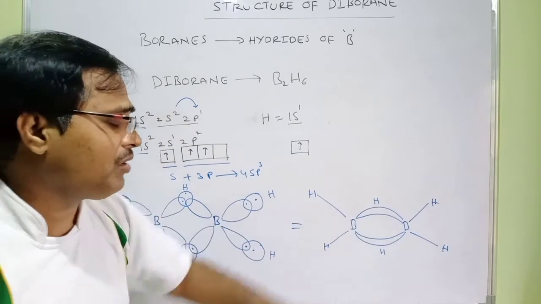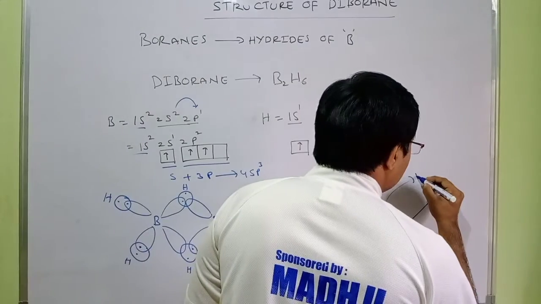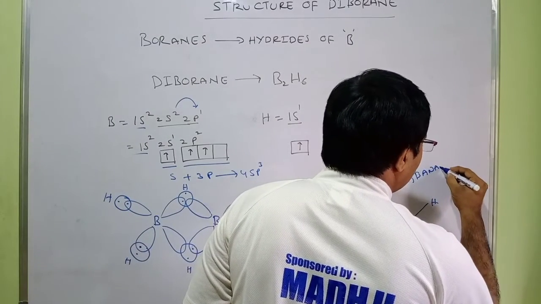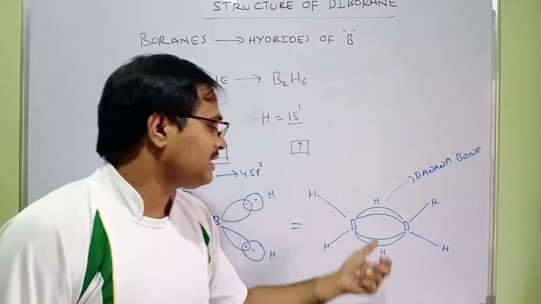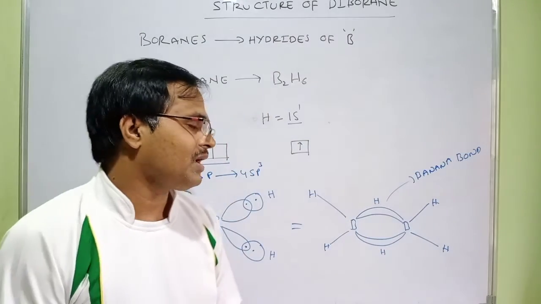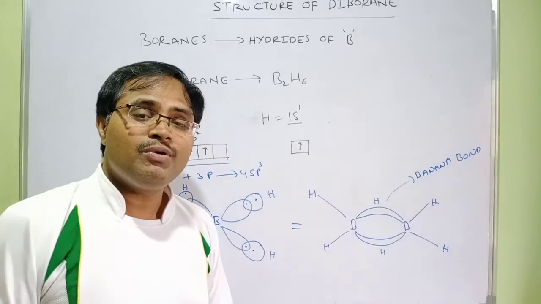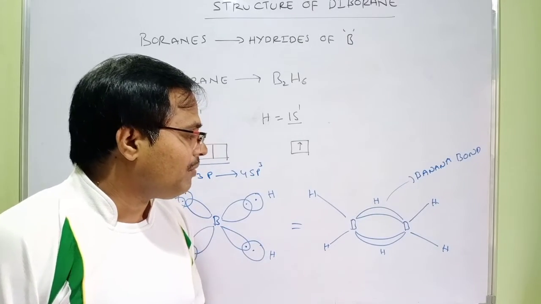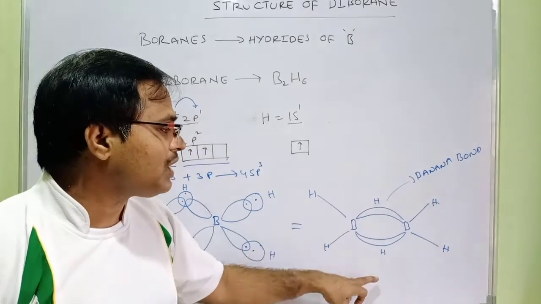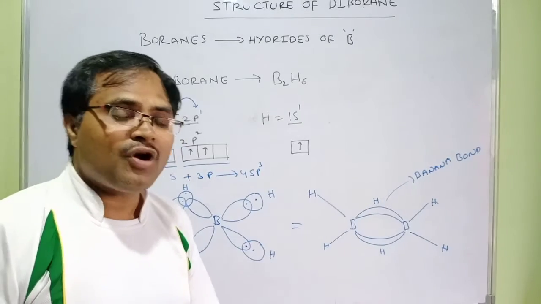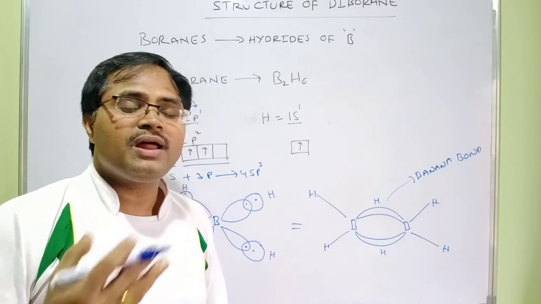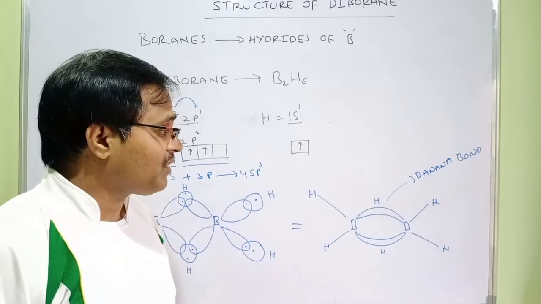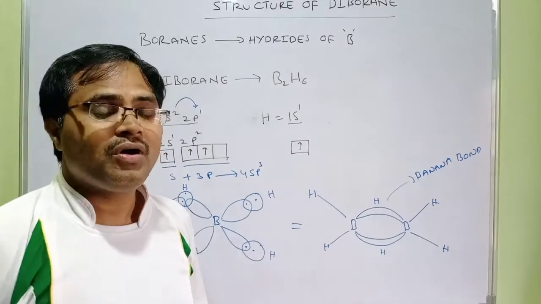This bond is also known as banana bond. The bridging bond is also known as banana bond. It looks like a banana, right? So how many bridging hydrogens do we have? Two bridging hydrogens. In competitive exams, they also ask about the number of bridging hydrogens, the number of terminal hydrogens, and the number of electrons involved in the bridging bond, all these things.